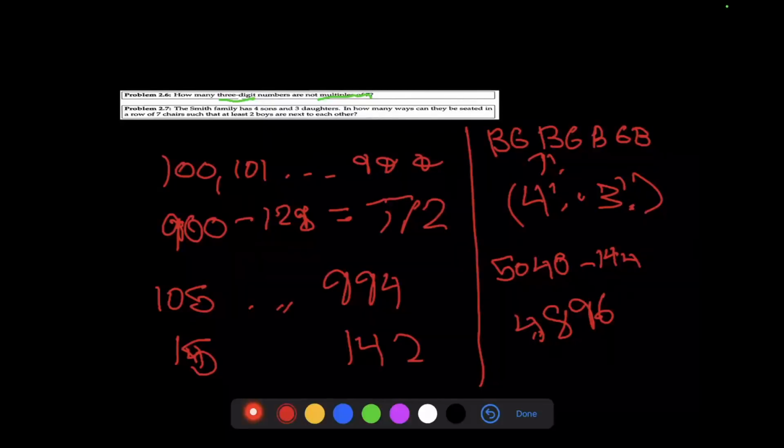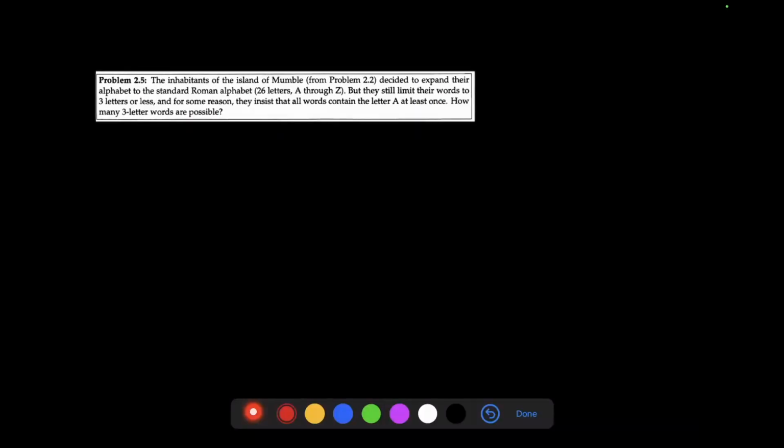So now let's go back to this problem. The inhabitants of the island of Mumble decided to expand their alphabet to the standard Roman alphabet, but they still limit their words to 3 letters or less. And this time we're going to try to reach it through complementary counting. And this is going to be a lot easier.